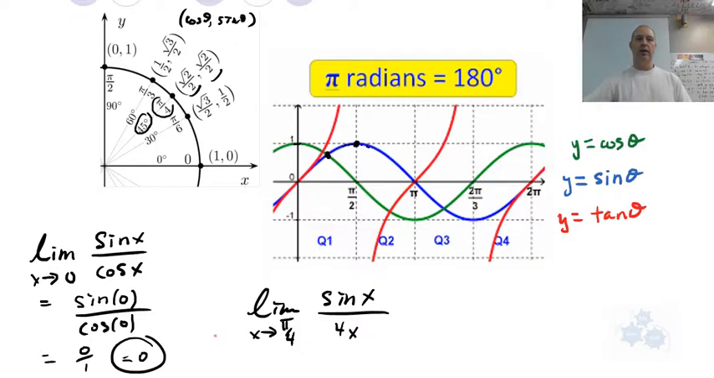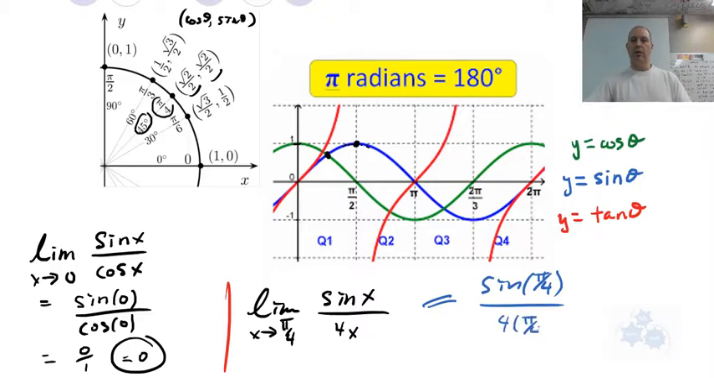Here's another one over here: the limit of sine of x over 4x as x approaches pi over 4. Again, these are continuous functions, so as long as we're not approaching a restricted value, we can just plug it in. Sine of pi over 4 is a value we can find from our unit circle, and 4 times pi over 4 is just pi. Sine of pi over 4 we said was root 2 over 2, and 4 times pi over 4 is pi. So your value is root 2 over pi. That should be the limit.